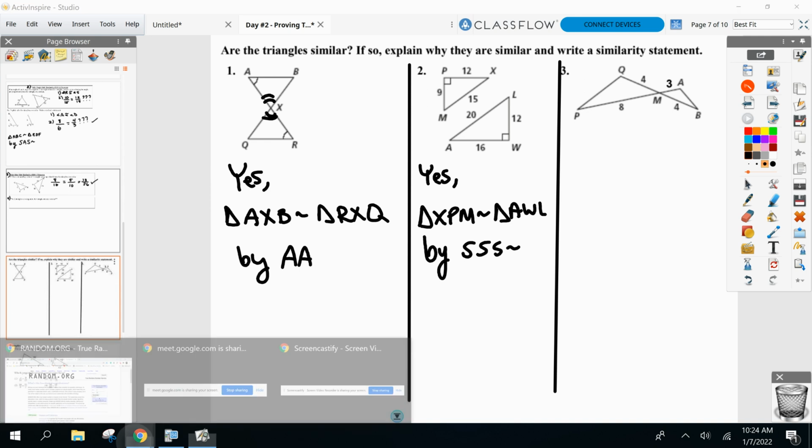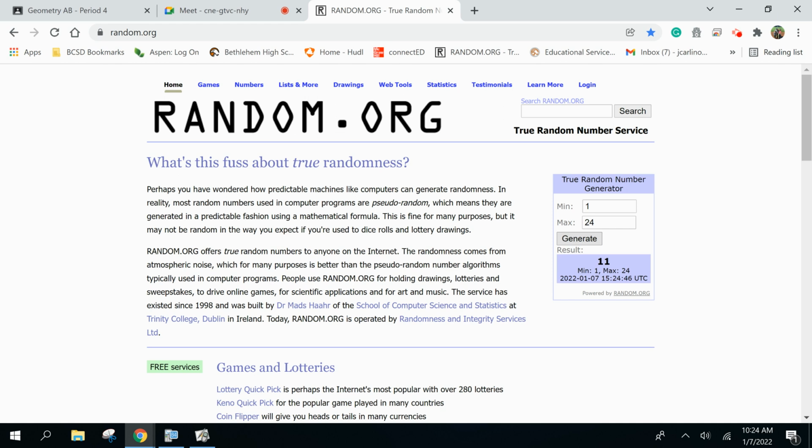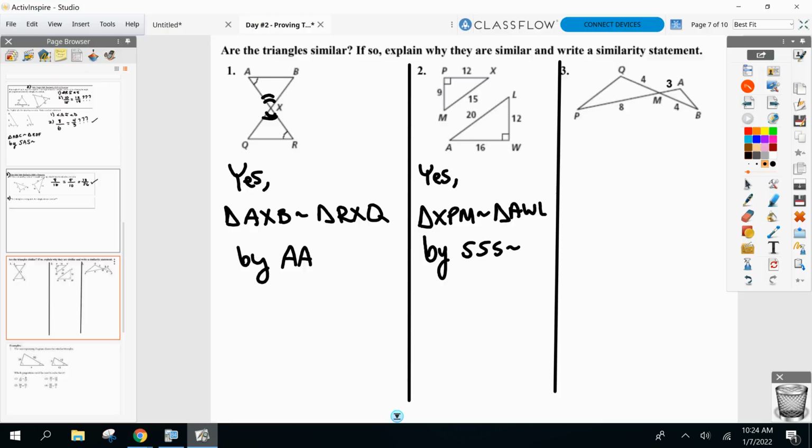All right, what do we think on this one? Were they similar? No, they were not. You did have vertical angles, but when you matched up sides, they would not be in the same ratio. So this could not be side angle side, and the other two methods aren't even an option. It was only side angle side.